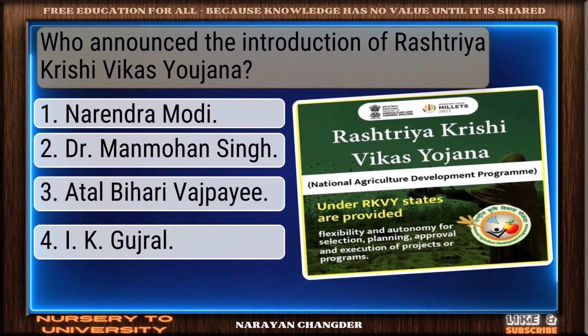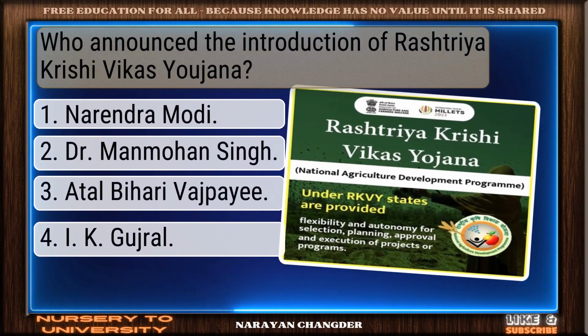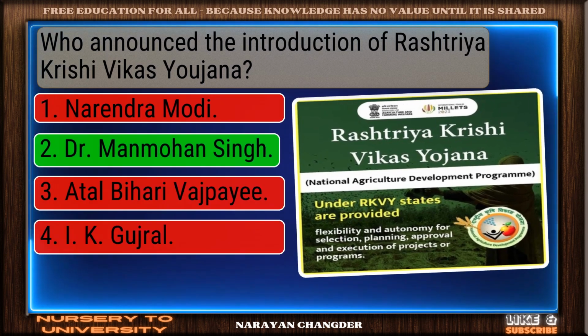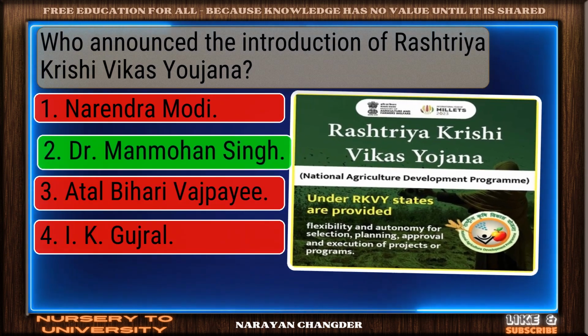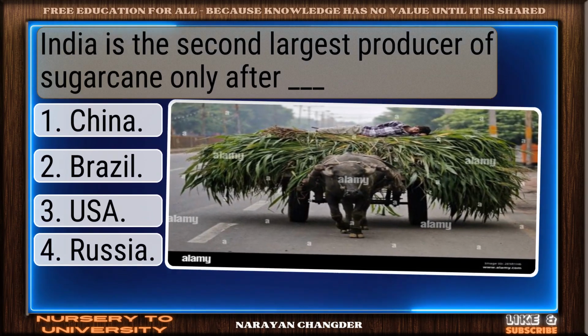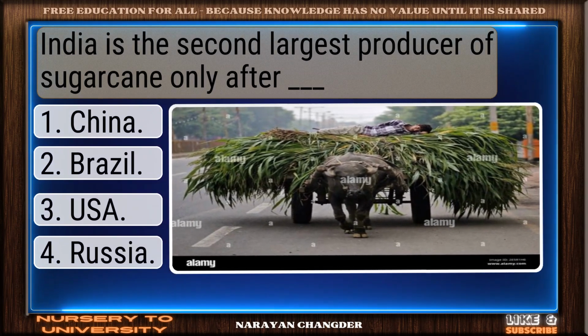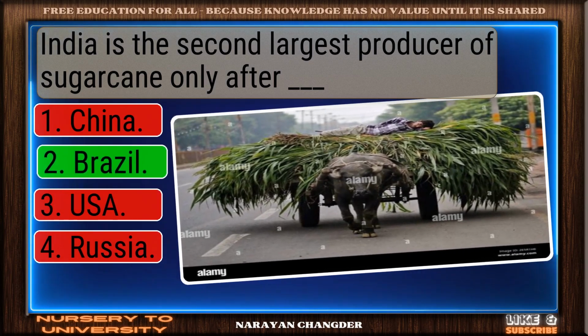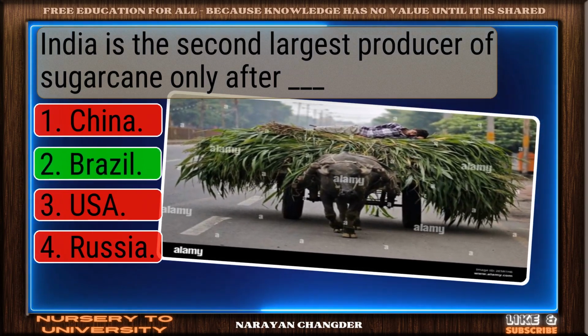Who announced the introduction of Rashtriya Krishi Vikas Yojana? Great job. Dr. Manmohan Singh is accurate. India is the second largest producer of sugarcane only after dash. Nice selection. Brazil is correct.